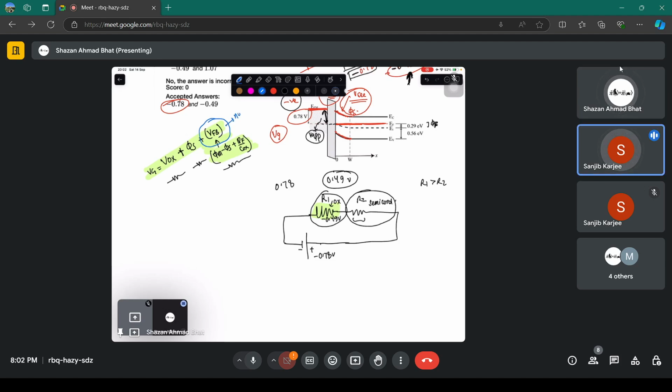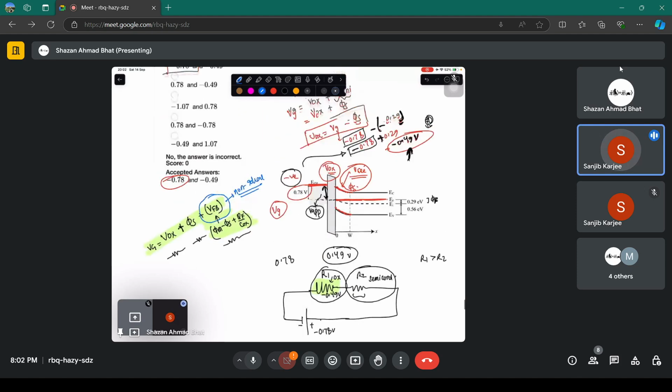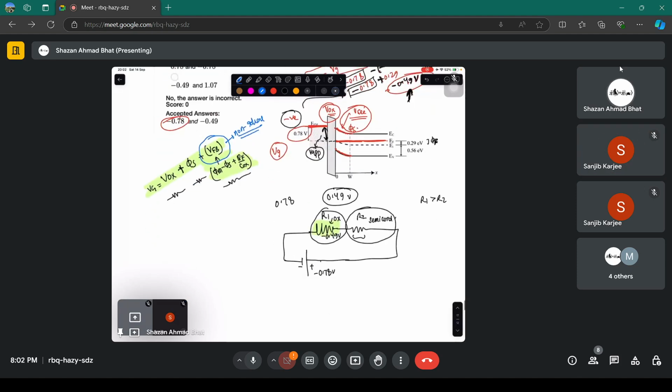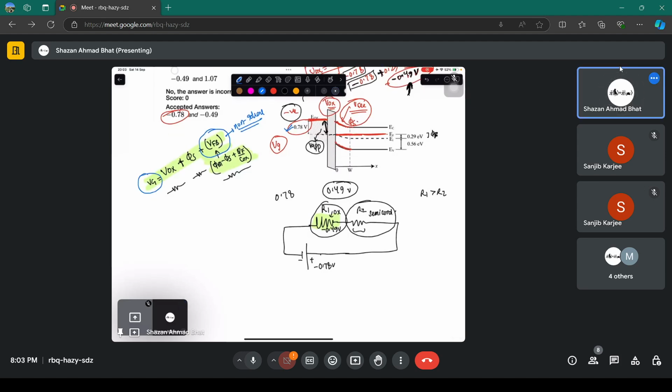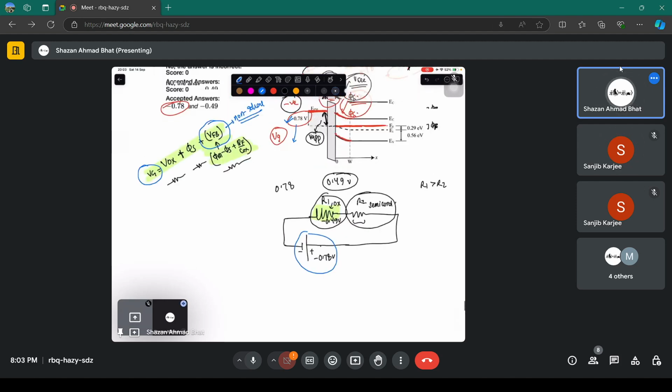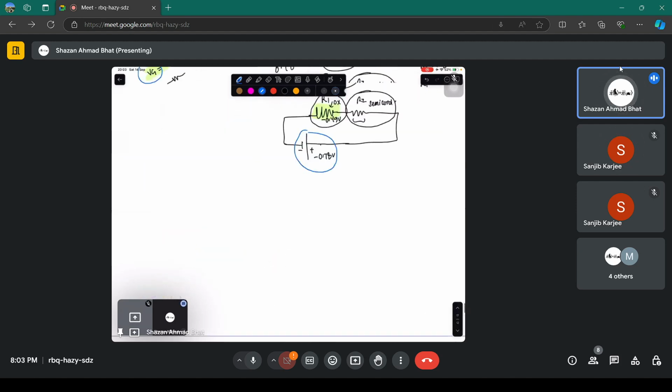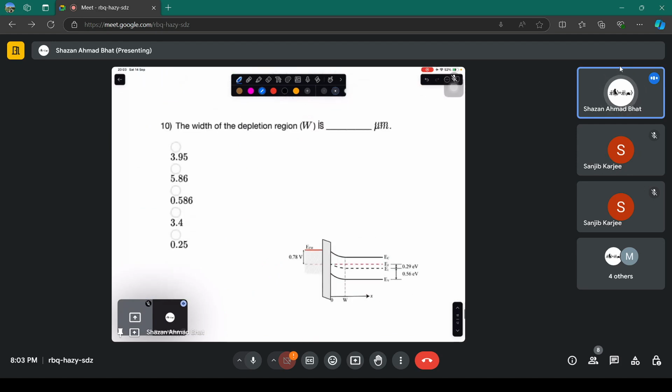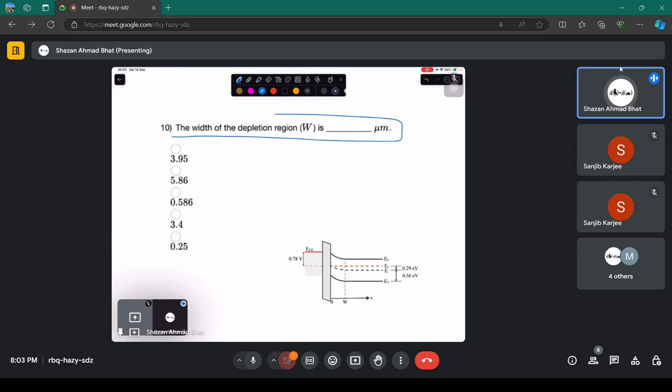What is given here? Minus 0.78 is given. This is VG, the applied voltage. It comes from the battery and gets dropped across the resistors. As simple as that. I think we spent a lot of time on this question. Let's move on to the next question, and I should say this is the easiest question of this set.